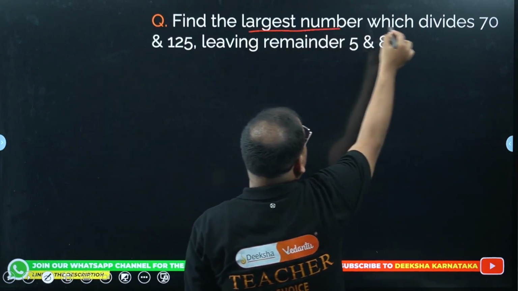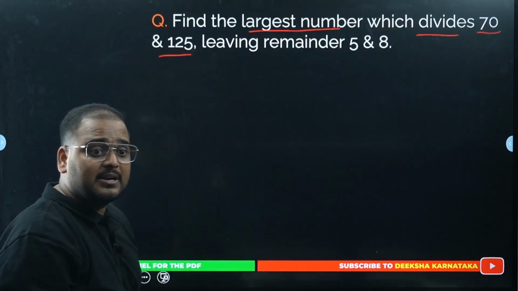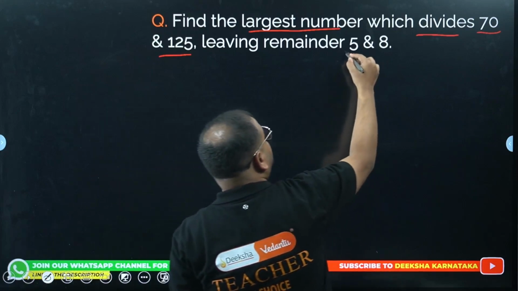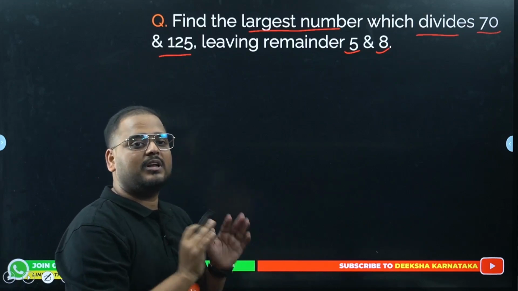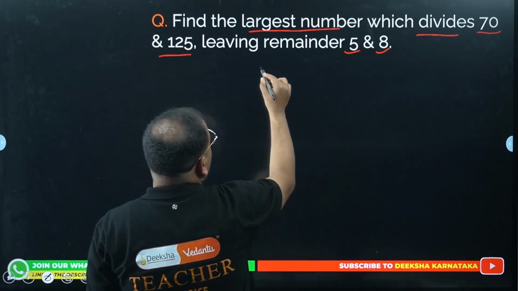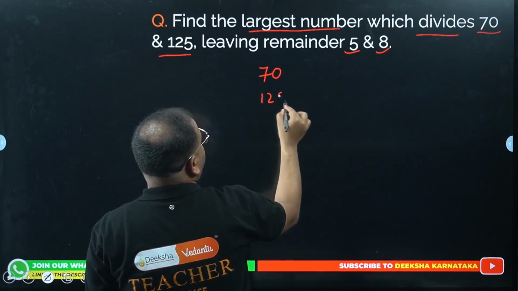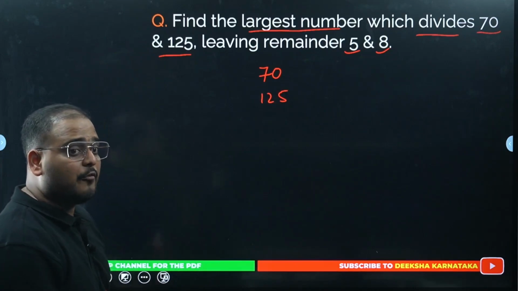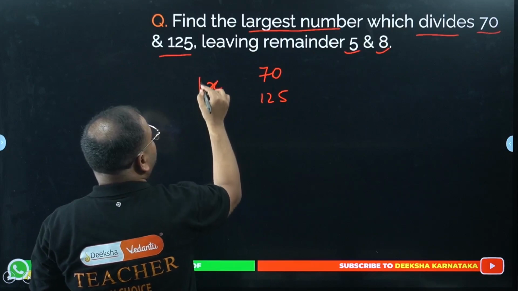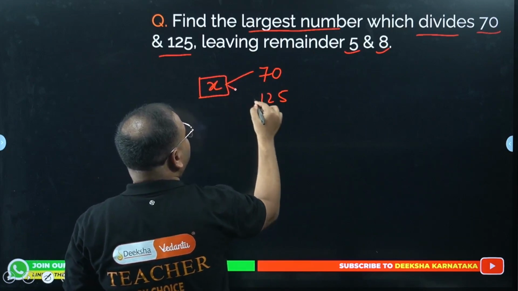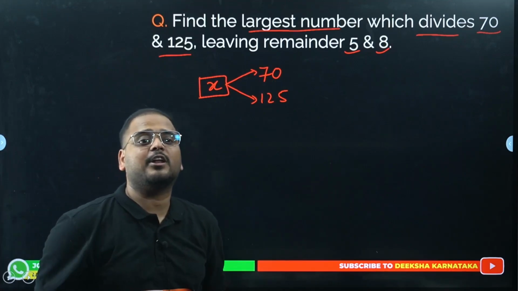Largest number which divides 70 and 125. But is it divisible? No. The remainder is there, 5 and 8. Sir, it's again complicated only. Let's break the question. What are the numbers given? 70 and 125. Now we are dividing with the same number. Let's take that number to be x. Sir, are we going to use a variable in this? Of course not. Just for assumption, just for the problem statement, we are using x.